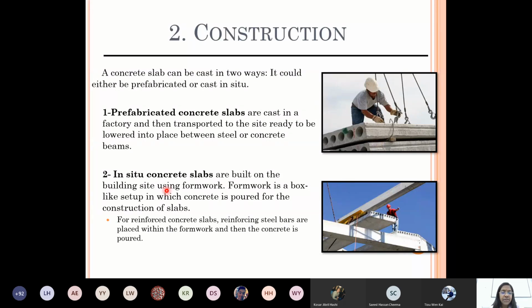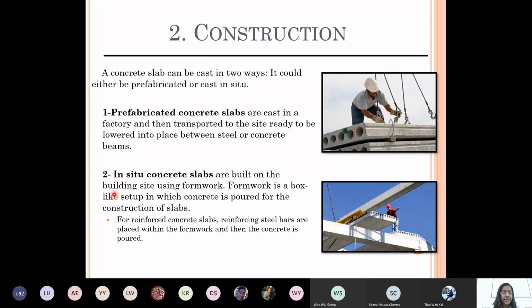In situ means built on the building site using formwork. What is formwork? Temporary structure, which forms the beams, columns or elements of the building for construction. It is constructed at the site. Okay, good. A temporary structure used for construction of building elements at the site and removed after setting, after the concrete reaches the strength.